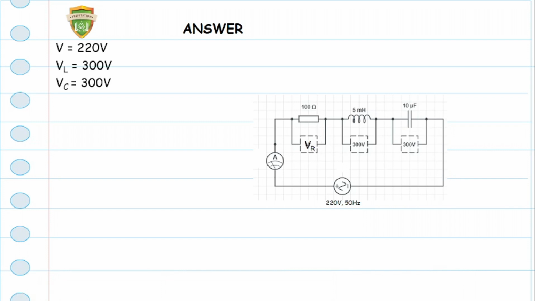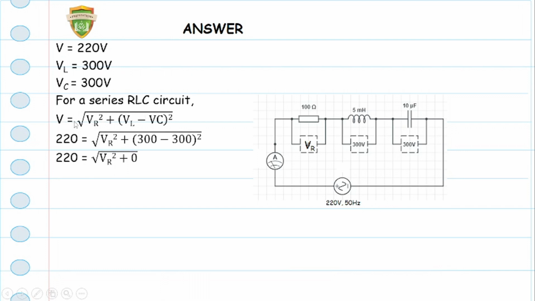Now, like we always do, we write out all our given parameters first. We're given three parameters this time. The voltage of the whole circuit, which is 220 volts as denoted here. The voltage of the inductor, 300 volts. The voltage of the capacitor, 300 volts. Now, the formula for the total voltage of a series RLC circuit is given by this formula.